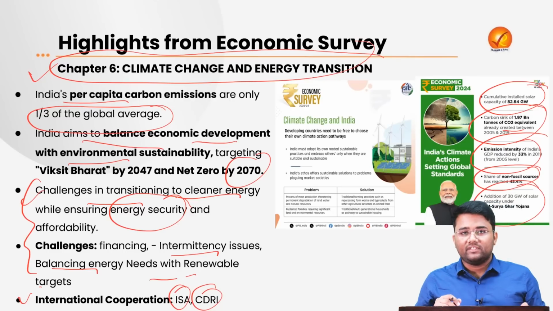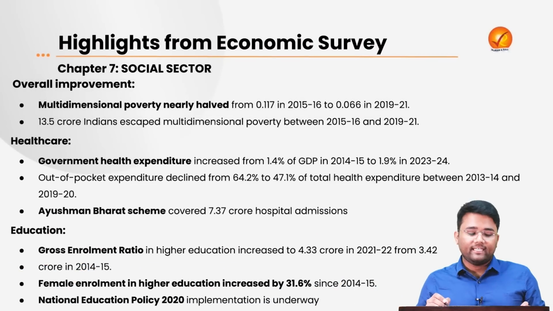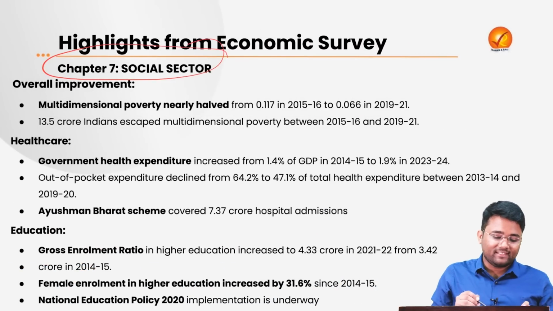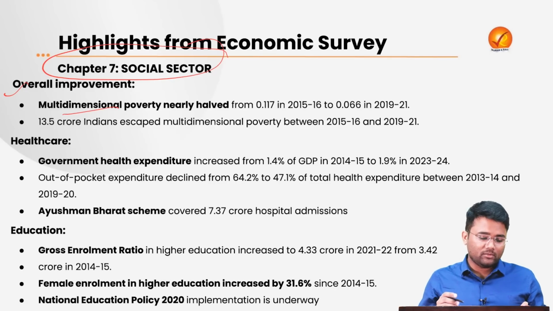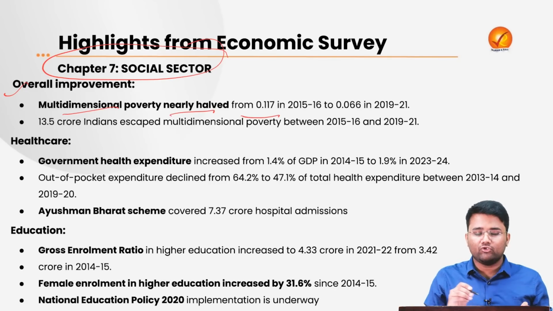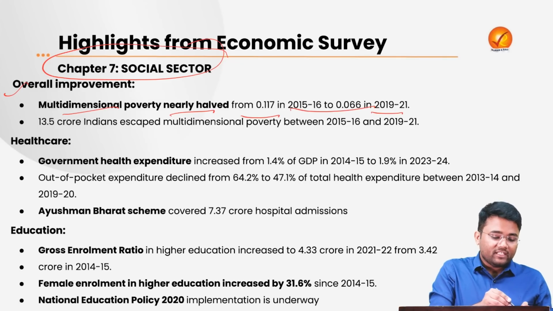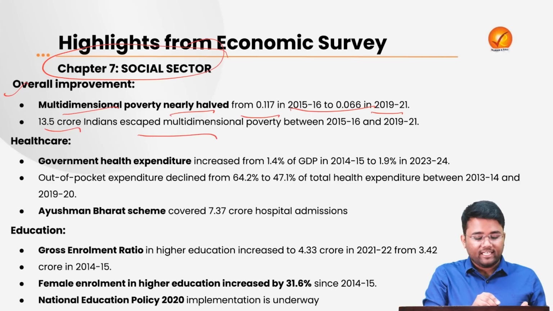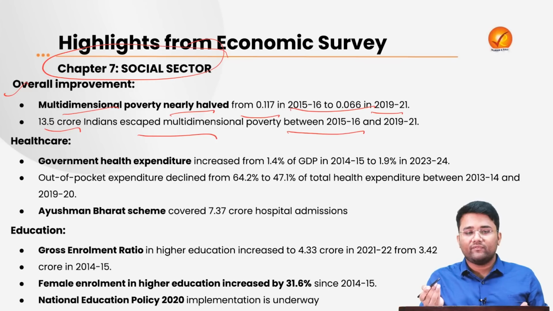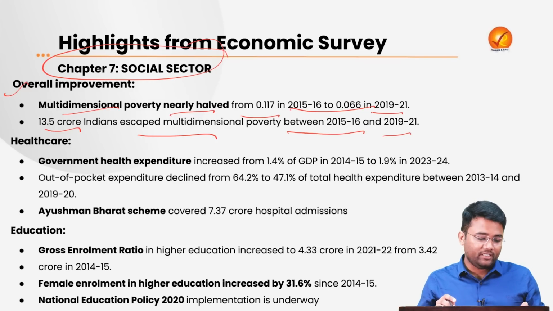Disaster Resilient Infrastructure. Then in chapter 7, which talks about the social sector, the overall improvement has been seen in multidimensional poverty, which has nearly halved from 0.117 in 2015-16 to 0.066 in 2019-21. 13.5 crore Indians have escaped multidimensional poverty between 2015-16 and 2019-21.